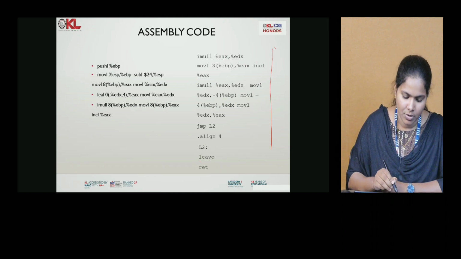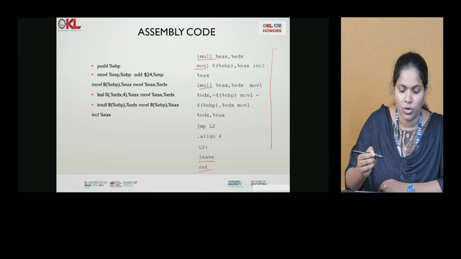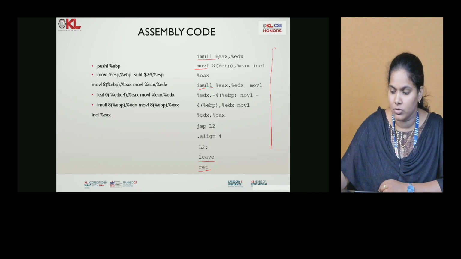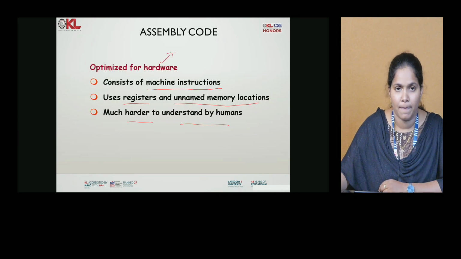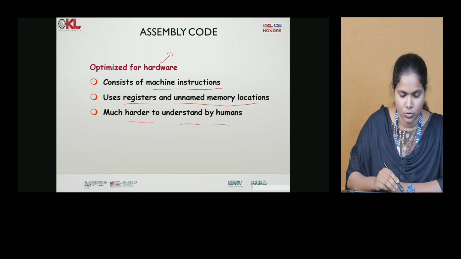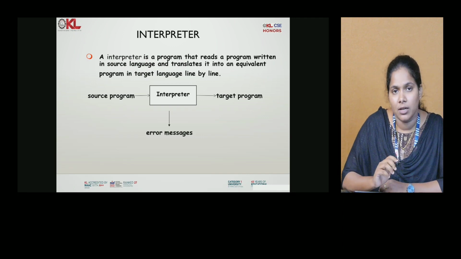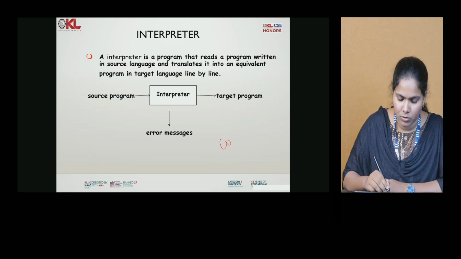But this is also not the complete machine code, right? It also contains words like leave, and you can see here these are the words it is using. So this is also not completely machine code, but the compiler transformed the source program to the assembly code. Till now we have discussed the compiler.